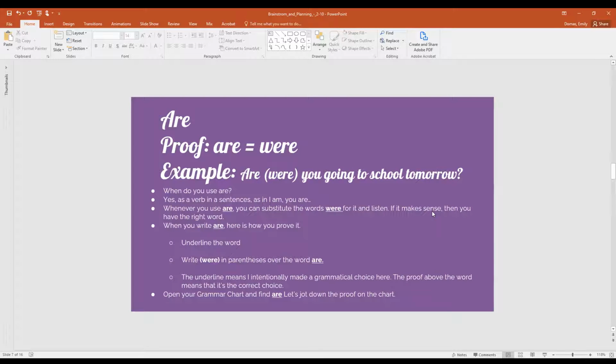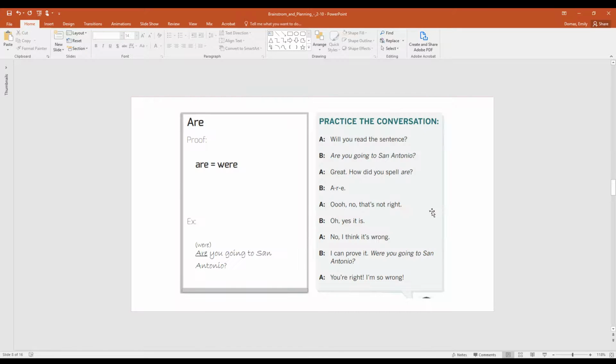Okay. Are, I'm going to say were. Yes, as a verb in a sentence, as in I am, you are. So that's why you use are. Okay, so using it in the tense of a verb. When you use are, you can substitute the word were for it and listen. And if it makes sense, then you have the right word.